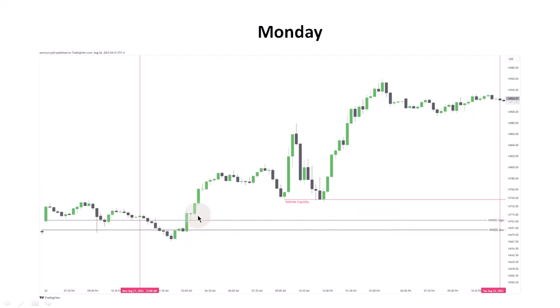You can see there, you can outline these fair value gaps. You can also align this sell side liquidity, all these fair value gaps. But look at what price does. Price came back for that sell side liquidity before going higher.